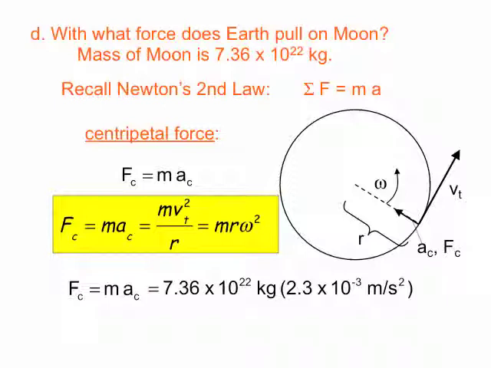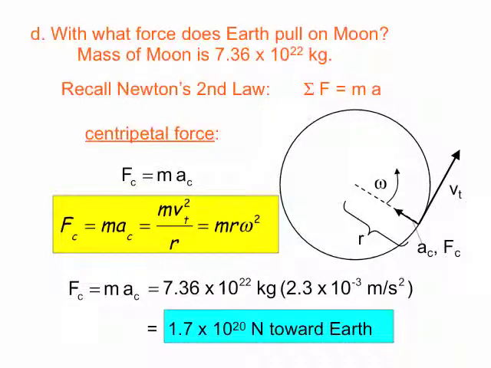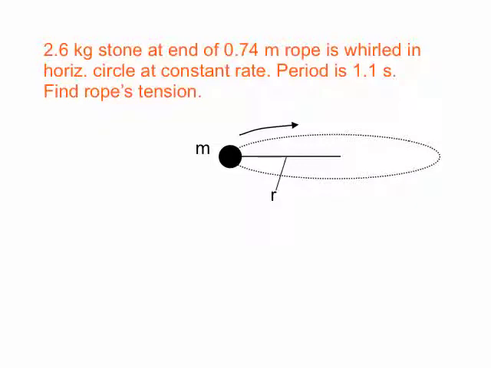So we'll use the first one since we have those numbers. Plug them in, and the force is about 1.7 times 10 to the 20th newtons towards the Earth, which is why it won't leave orbit. Let's see where you can also use this.